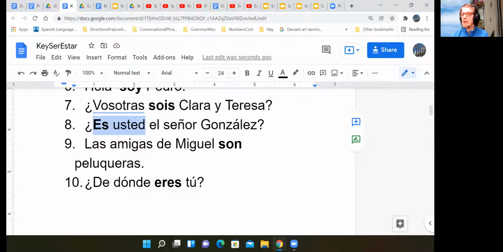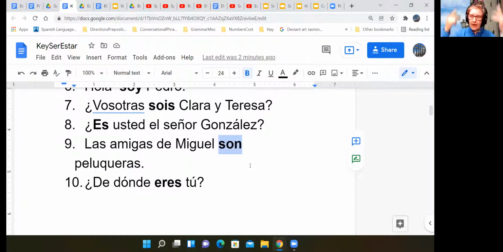Las amigas de Miguel, Mike's friends. And his friends happen to be gals. That doesn't really affect the verb. It affects it for the plural side, but not for gender. They belong to Mike. We can't do apostrophe S in Spanish. So the way we do apostrophe S to say Mike's car, Mike's kids, Mike's friends, is to say de Miguel, of Mike. Las amigas de Miguel, Mike's friends, son peluqueras. They are hairdressers. Pelo is this stuff. If we take the word pelo and we turn it into peluquera, it means a lady who cuts your pelo, hair.